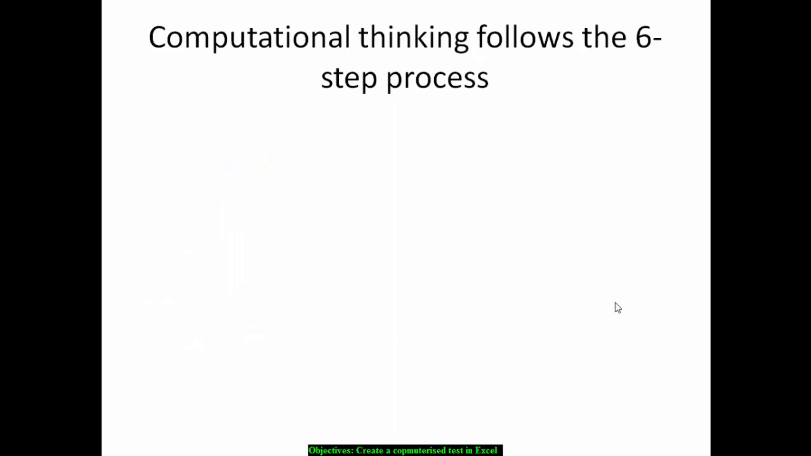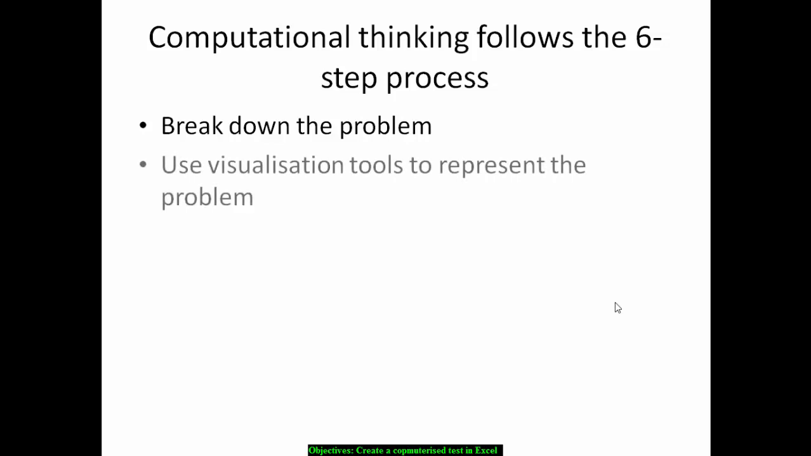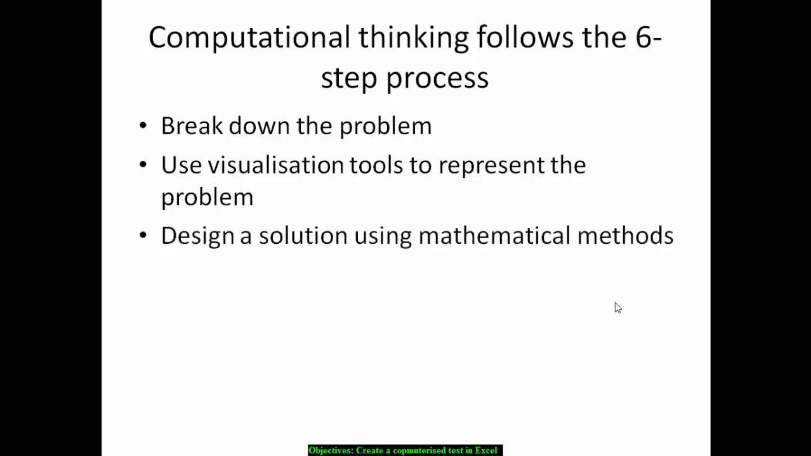If you want to apply computational thinking, you need to follow these 6 steps. Step 1, break down the problem into smaller chunks, smaller tasks, so that it becomes more manageable, both in terms of working out the input, the processing, and output. Step 2, you need to use visualization tools to represent the problem. The problem must be represented, abstracted, so that you can design a solution for it. It has to be represented, basically in numbers and charts.